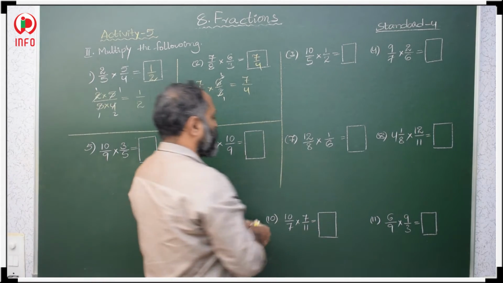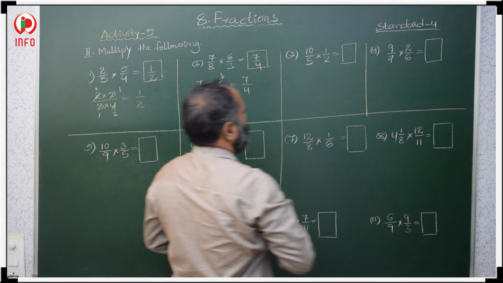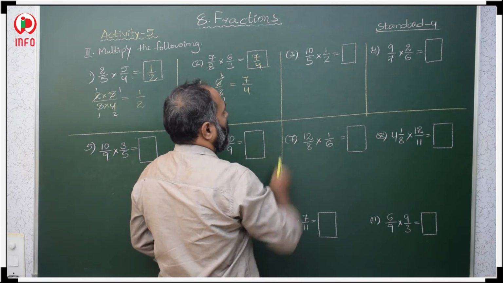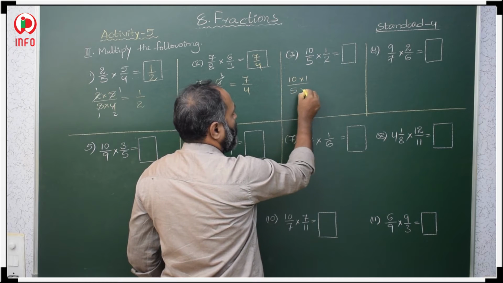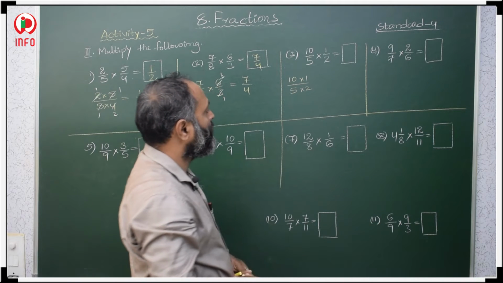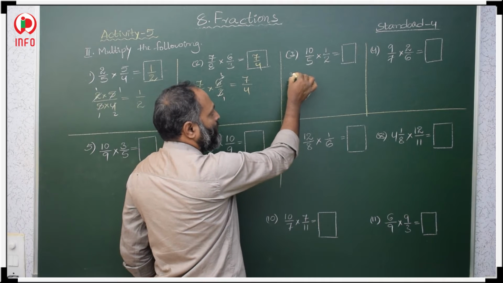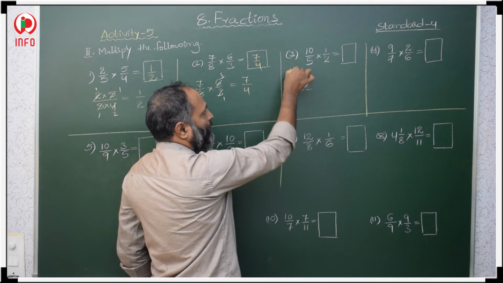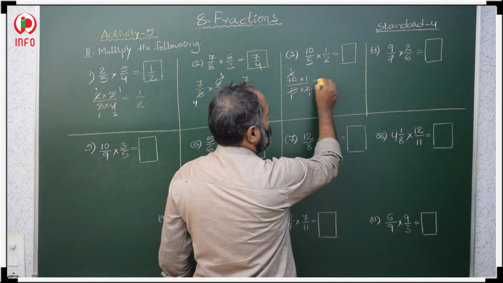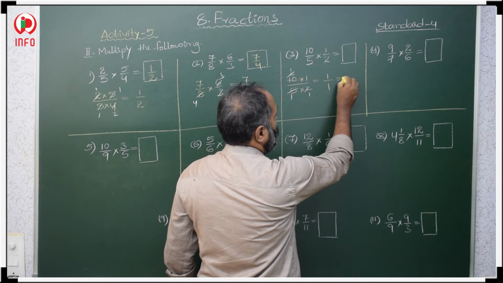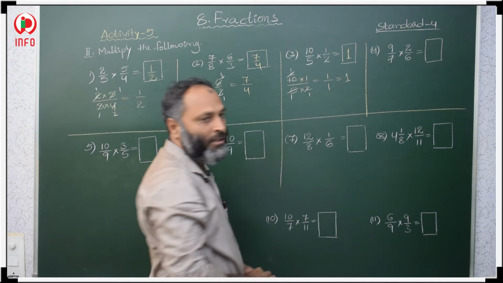Then here, numerator with numerator, 10 into 1, 5 into 2. These two have common factor 5: 5 ones are 5, 5 twos are 10. These two have common factor 2: 2 ones are 2, 2 ones are 2. Then 1 ones are 1, 1 ones are 1. 1 by 1 is 1. That we have to write.